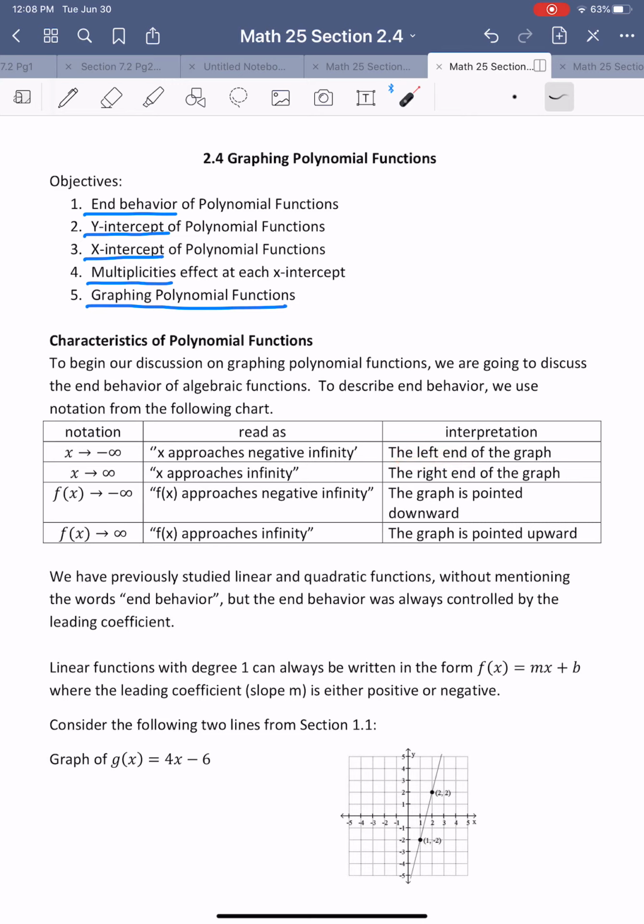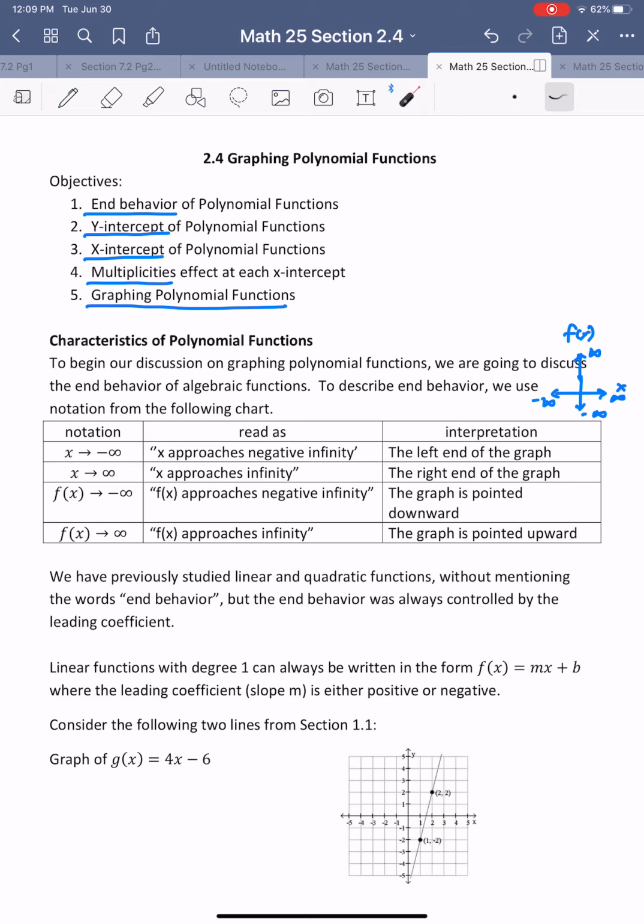So when you have a plane, this is negative infinity of x, and this is positive infinity. And this is the x, then this is the f of x, which goes to positive infinity up here, and goes down to negative infinity down here. So this I explained in the table.